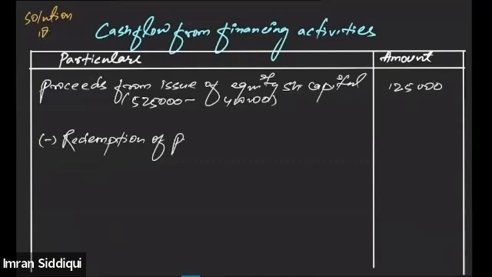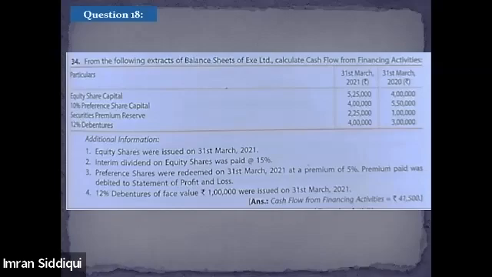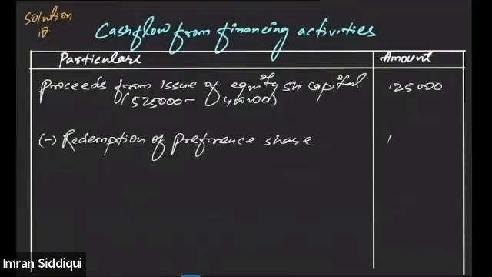Redemption of preference share. So there is a redemption of what value? From 5,50,000, it goes down to 4 lakh. That means we have redeemed preference share up to the value of 1,50,000.